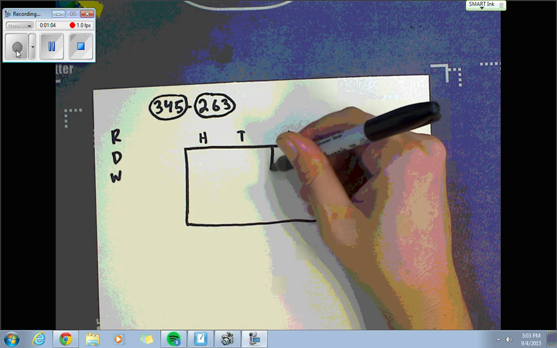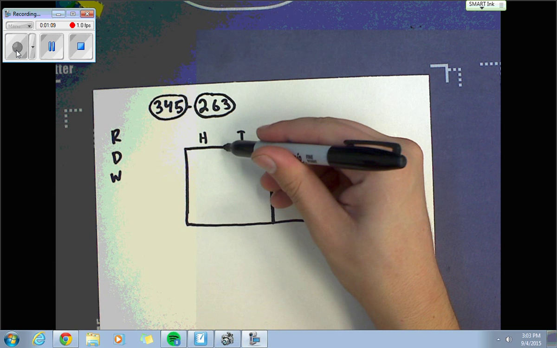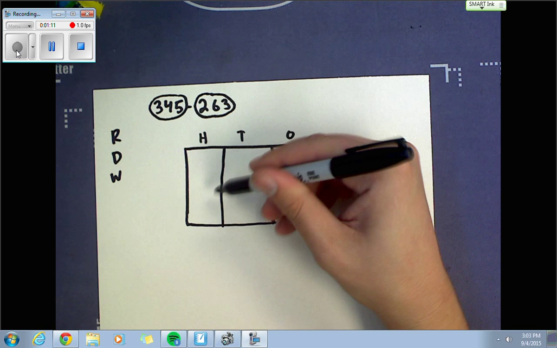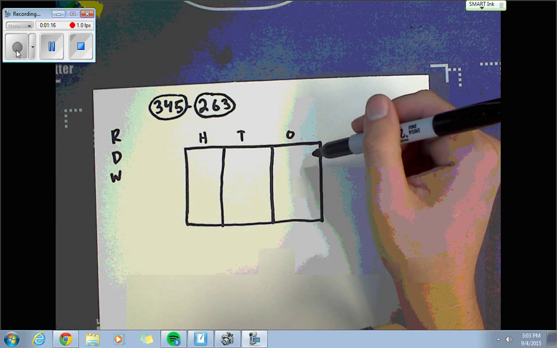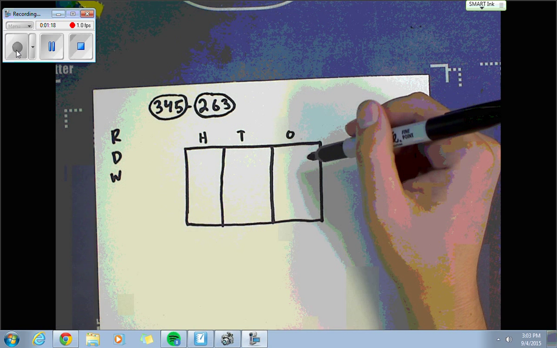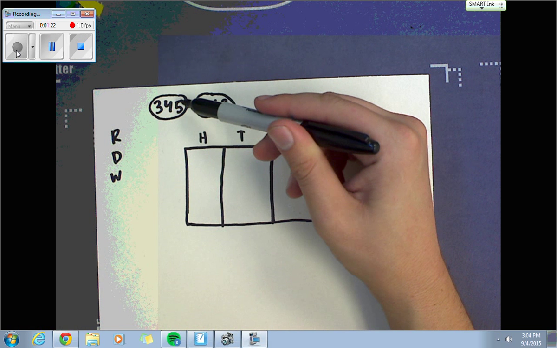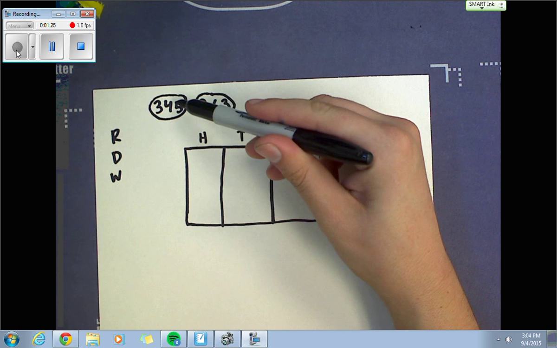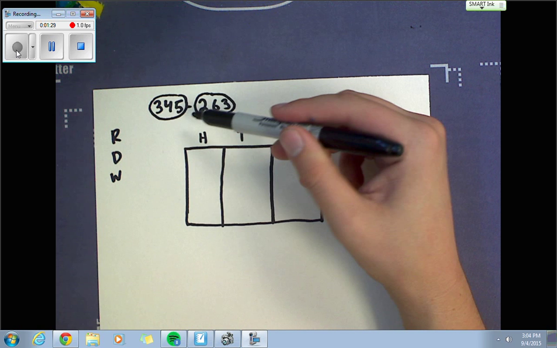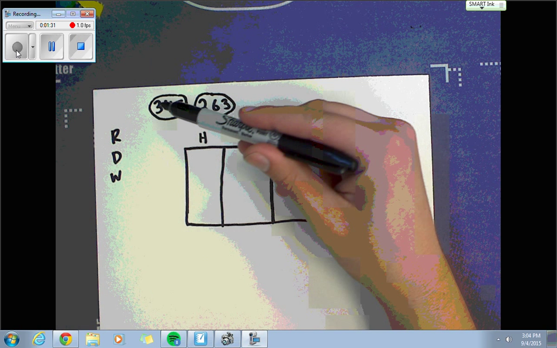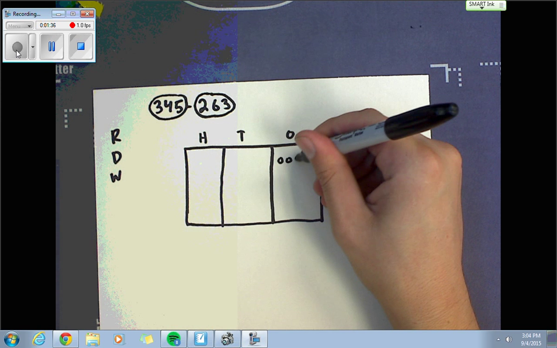Then I'm going to break my place value mat up into its 3 sections: one for hundreds, one for tens, and one for ones. The first step in the picture model strategy is to take your minuend, and only your minuend, and show it visually. To do that, I'm going to decompose it into its place values and draw a picture for each place value. In 345, there are 5 ones, so I'm going to draw 5 circles to represent the 5 ones.